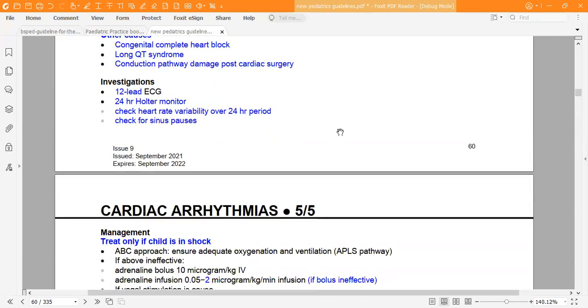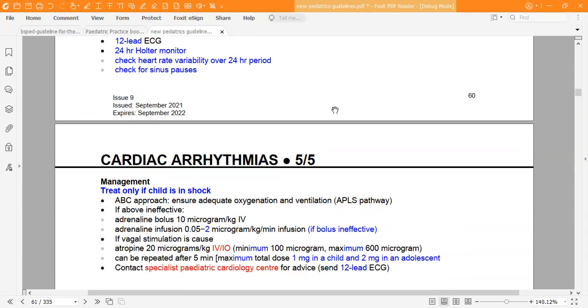What about the investigation in here? Of course, 12 lead ECG, 24-hour Holter monitor, check heart rate variability over a 24-hour period, check for sinus pauses. This is very crucial in the investigation of bradycardia: 12 lead ECG, 24-hour Holter monitor to check the heart rate variability over a 24-hour period, and to check for sinus pauses.